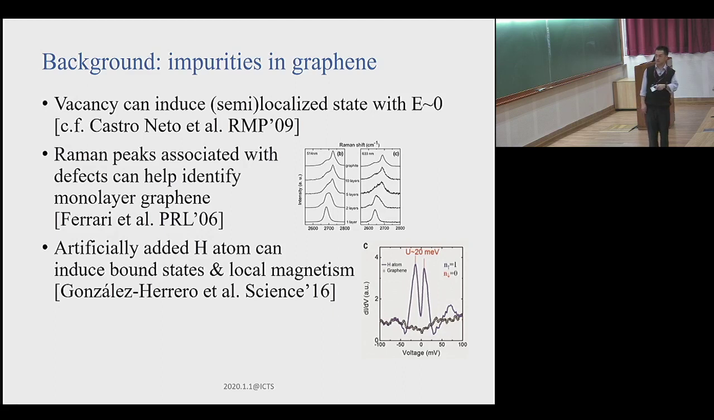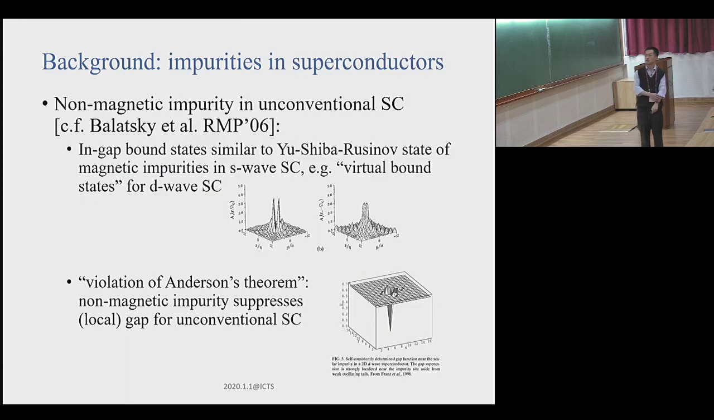And they claim this is a local magnetism. So I mean, this impurity certainly has some effect in typical graphene. And also we know that impurity in superconductors also has an important effect. For example, a non-magnetic impurity in an unconventional superconductor will also induce an in-gap bound state, similar to the so-called Yu-Shiba-Rusinov state for a magnetic impurity in an S-wave superconductor.